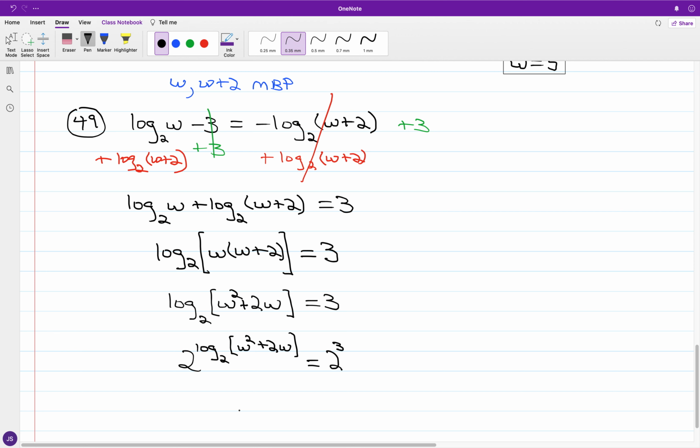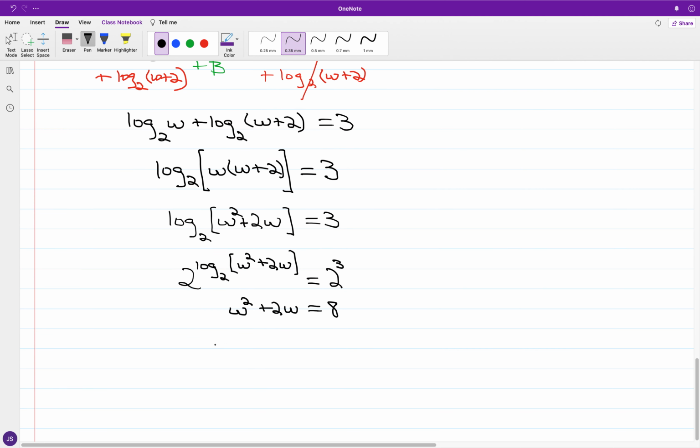Okay. So on the left-hand side, we'll have w squared plus 2w is equal to 8. So I have a quadratic equation. And if I write this in standard form, upon factoring, I have w plus 4 times the quantity w minus 2 is equal to 0.